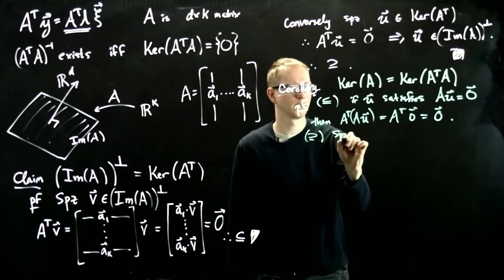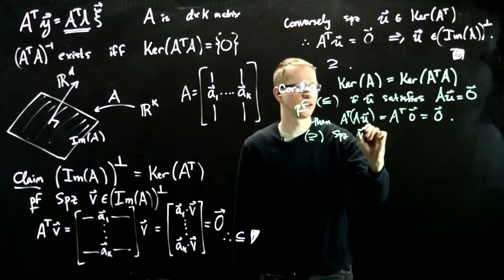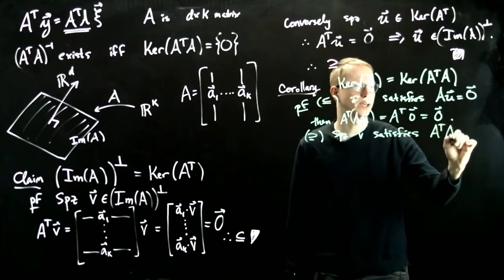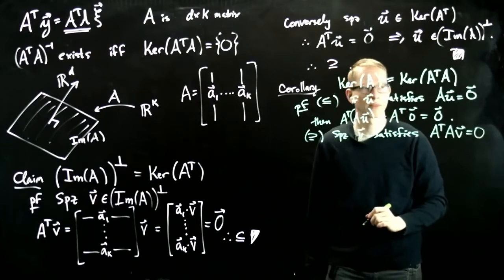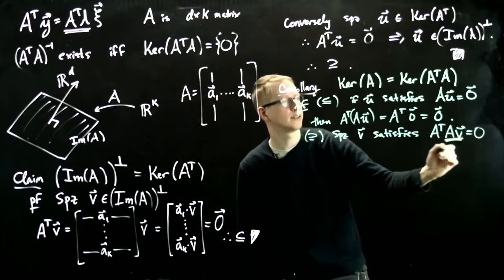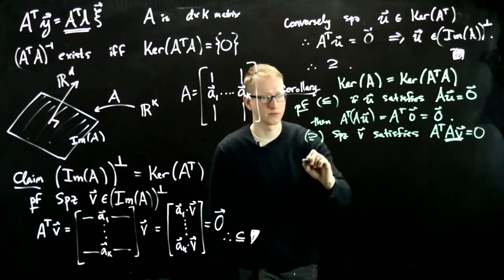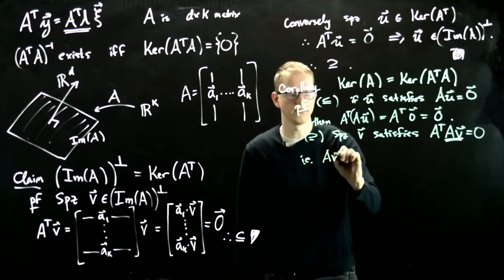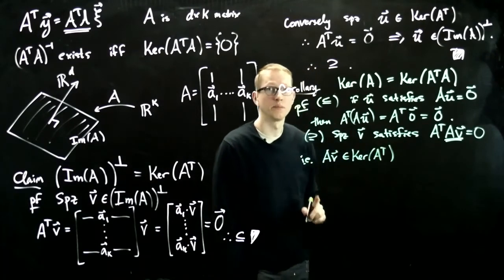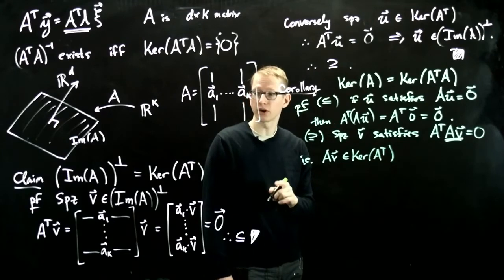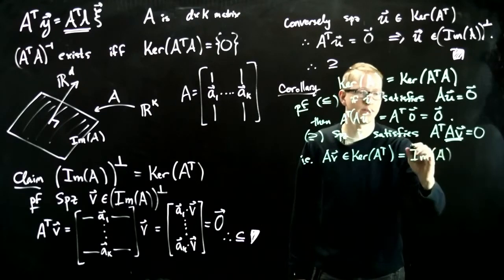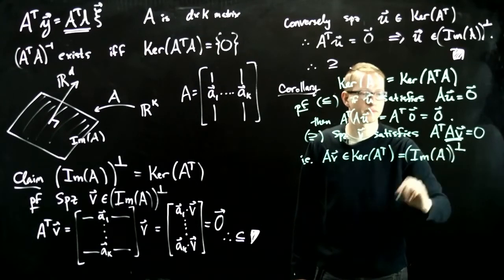So suppose V satisfies A transpose AV equals 0. Then what this means is that AV is in the kernel of A transpose. But by the previous claim, the kernel of A transpose equals the orthogonal complement of the image of A.